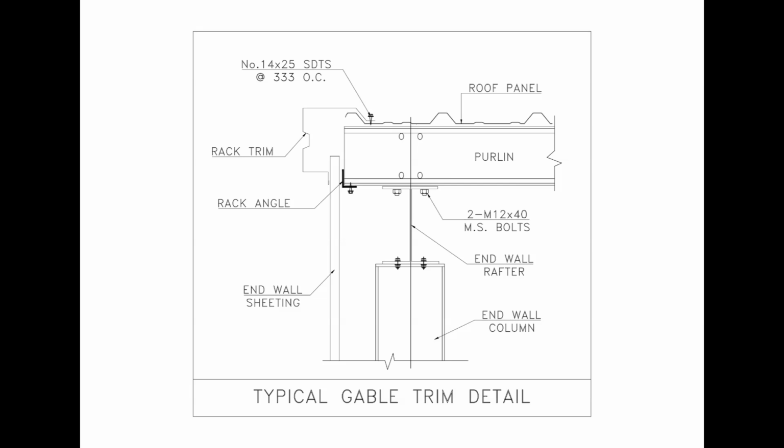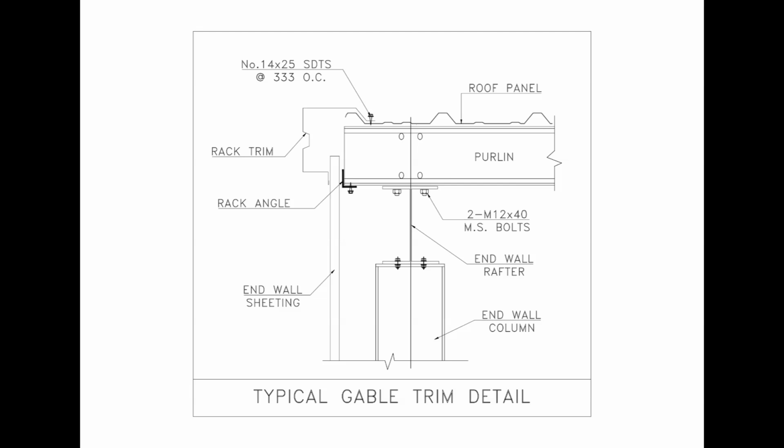At the top, we can see the roof panel supported by the purlin. At the edge of the roof, the drawing shows the rake trim and rake angle arrangement. The rake trim provides a finish covering at the gable edge and helps protect the junction between the roof panel and end wall sheeting. The roof panel is fixed using number 14 by 25 self-drilling tapping screws, provided at 333 mm on center. The purlin is connected at the end wall framing location, and the drawing specifies two M12 by 40 mm MS bolts for the indicated connection.